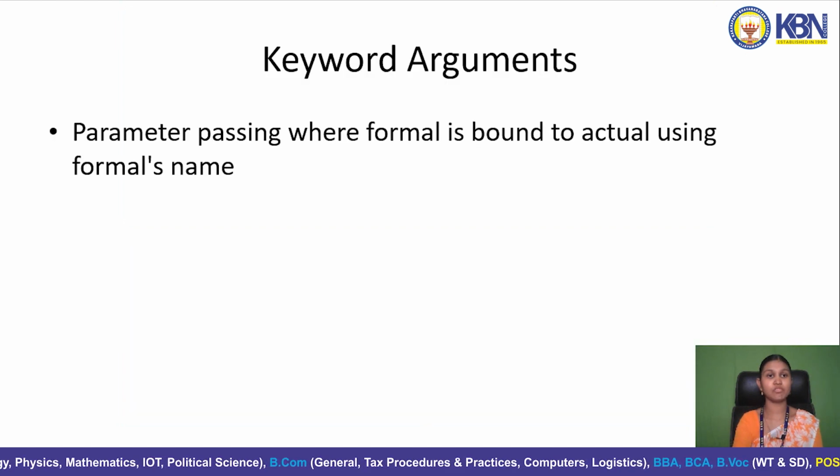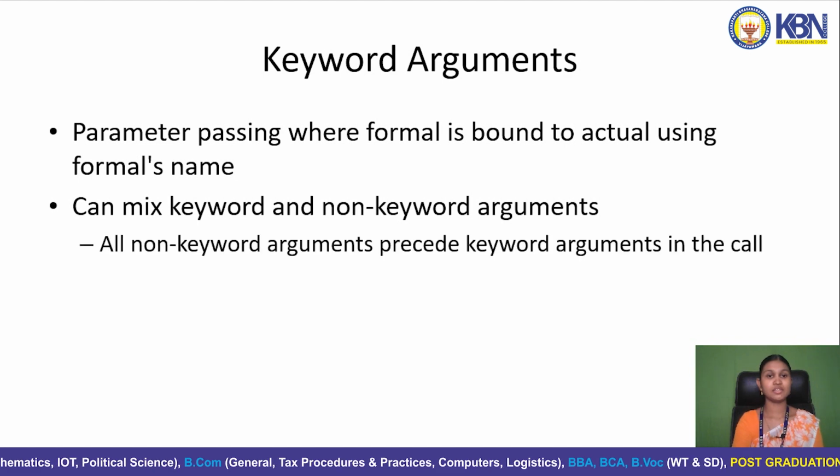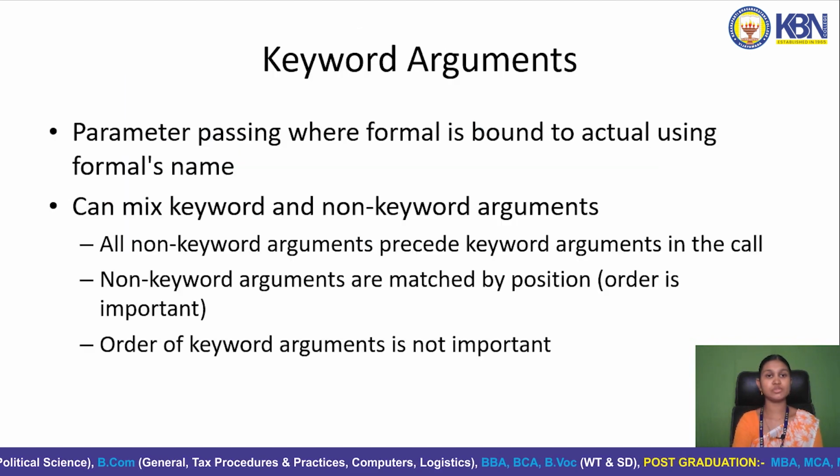Now coming to keyword arguments. Recently we have seen passing values, the formal arguments. In this function program we have two types of arguments. One is the formal argument and the second one is the actual argument. In this parameter passing, formal is bound to actual using the formal names.